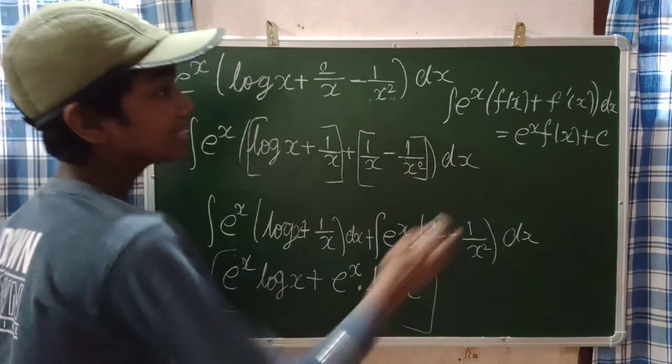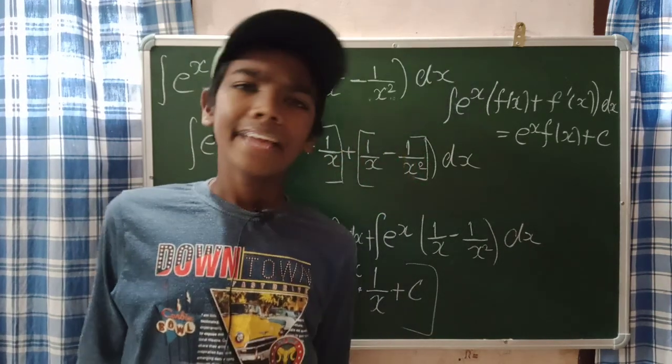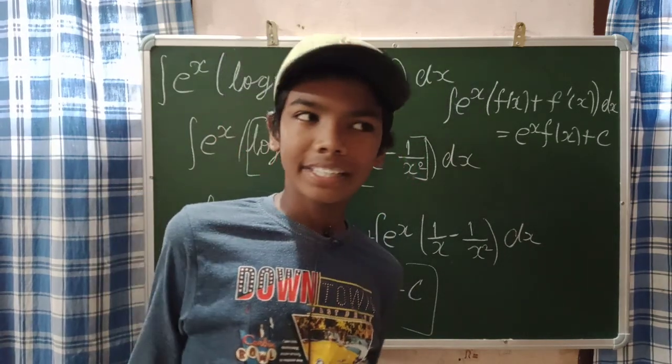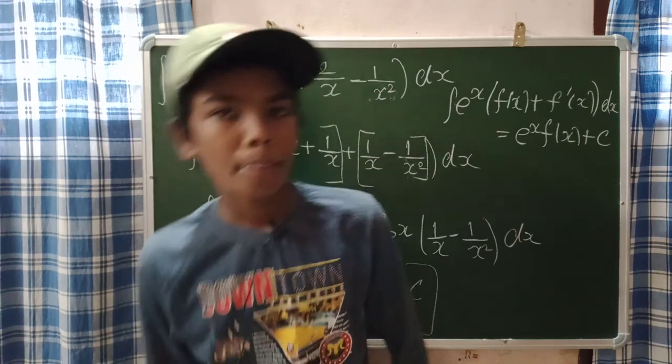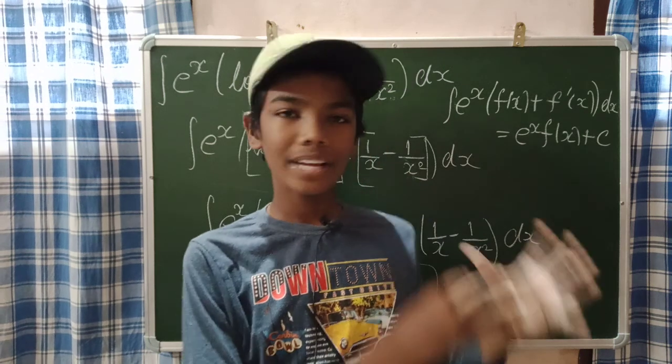So the main part is this property, and we have another property like x into f dash of x plus f of x. Those properties are also important. That's all about these questions on today's session.